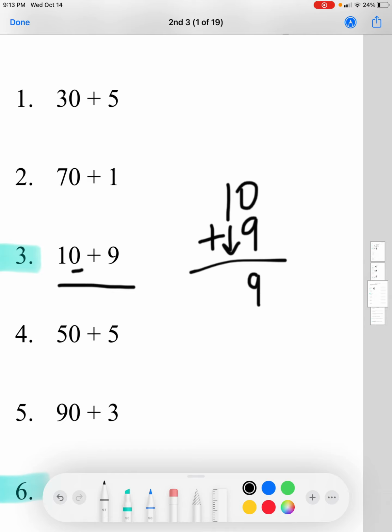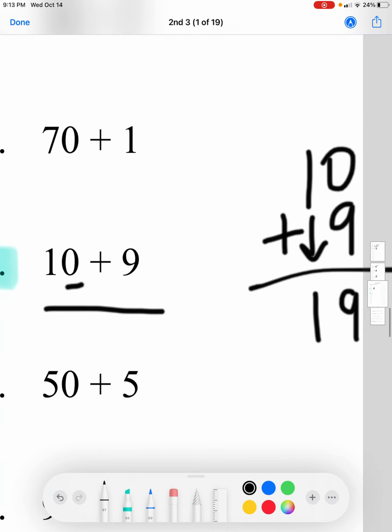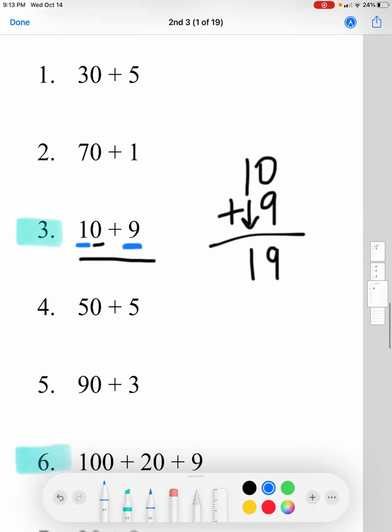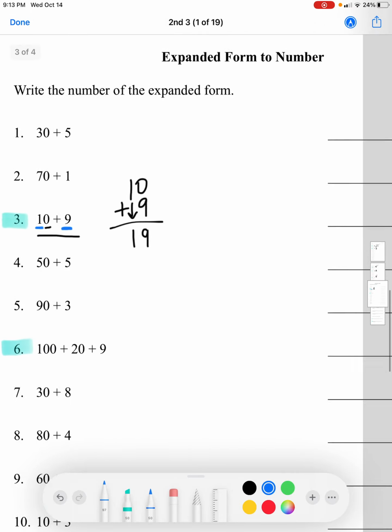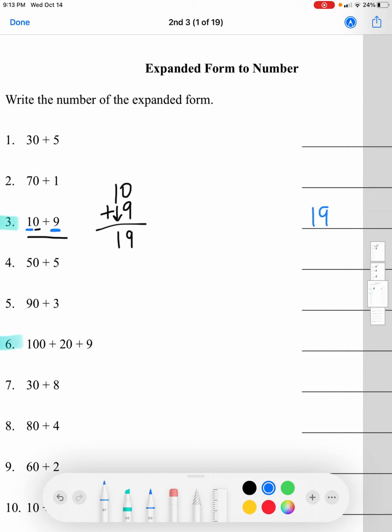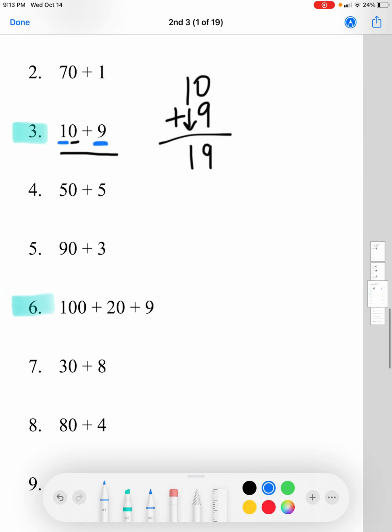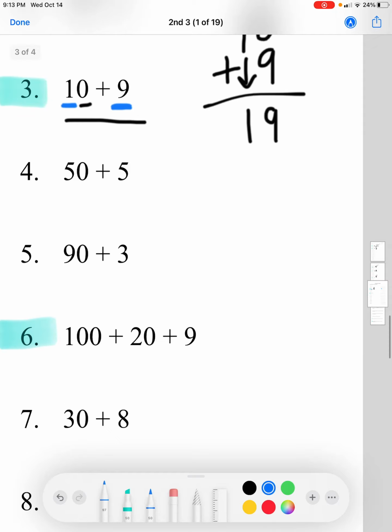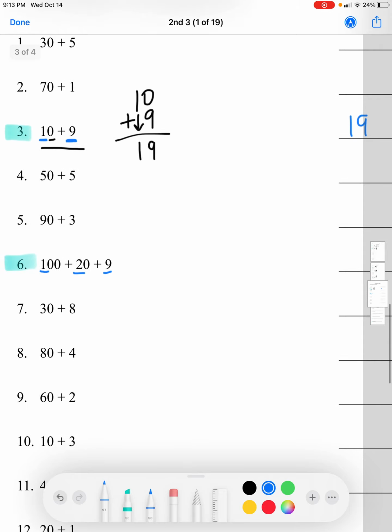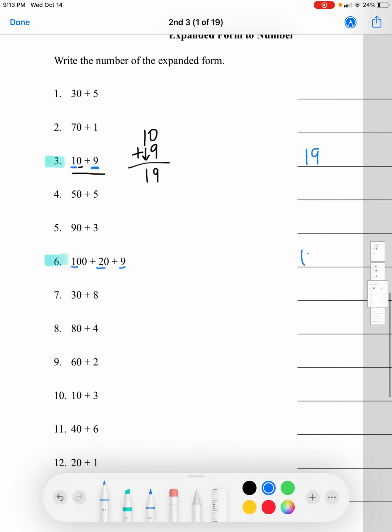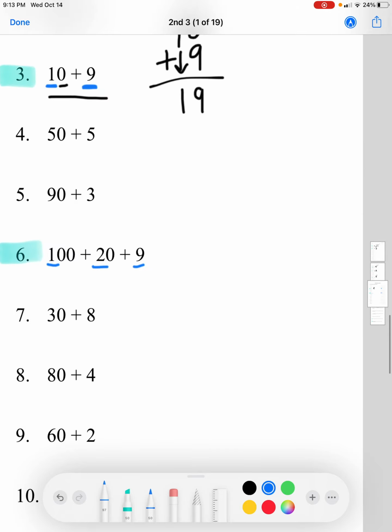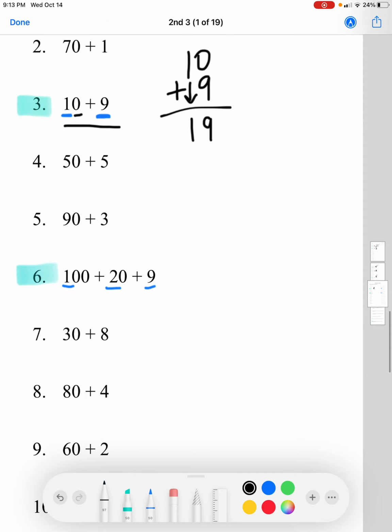And then there's nothing under the 1, so bring it down. So what we're doing here essentially is we're just taking the first digit of each addend. So it's 1 and 9. We're going to put it together to get 19. Similarly, for number 6, we have 100 plus 20 plus 9. And we're going to be taking the first digit. We have 1, 2, and 9. So that's 129. You can test it out and rewrite the question like we did earlier.